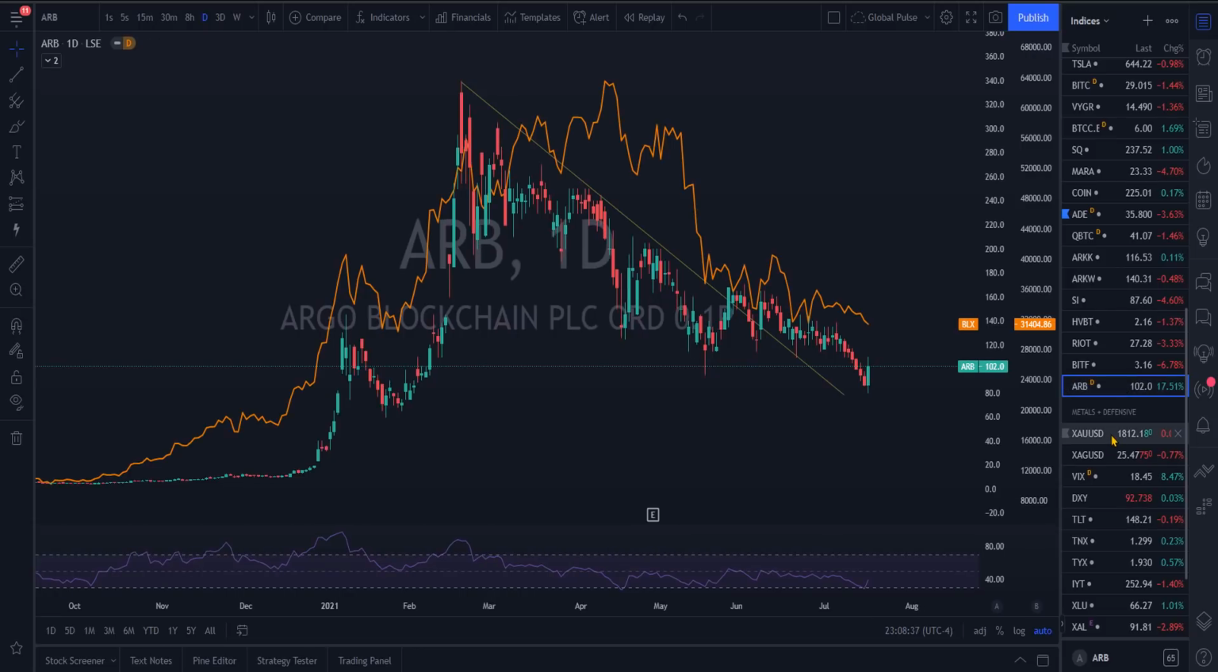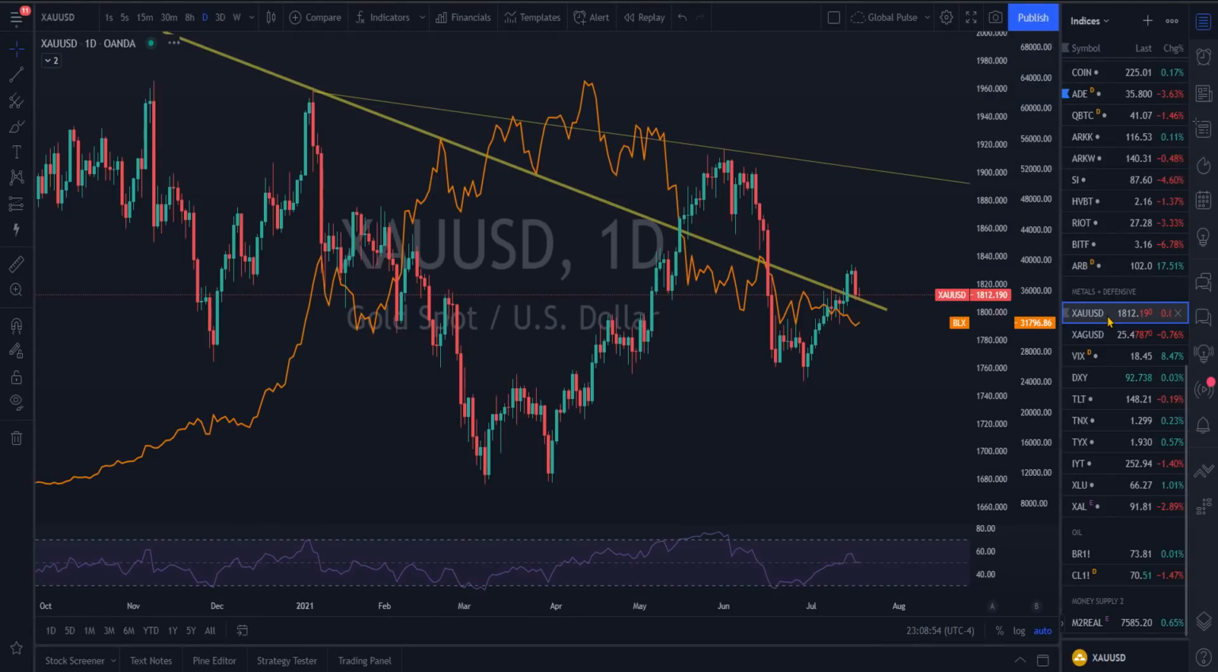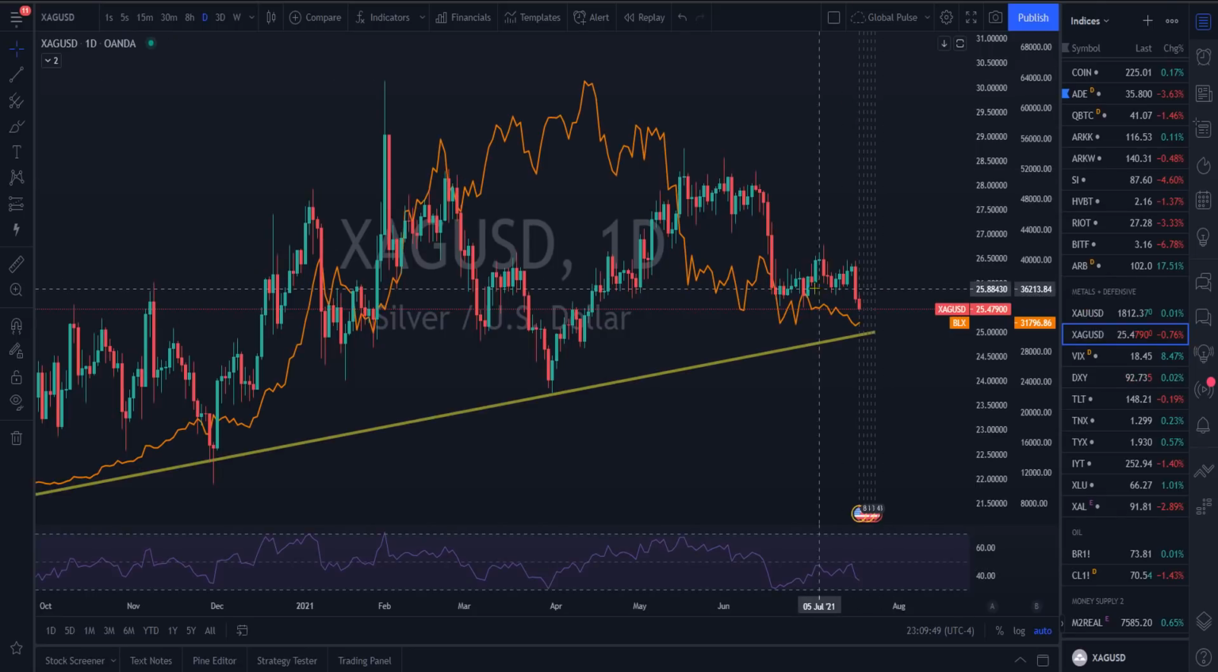Look at Argo, 17.5% increase. This actually makes a lot of sense compared to the past previous price action. Let's look across the defensive sectors. We're always seeking to see what is happening. Gold has this resistance, got above it, now selling off, retesting that line, seeking to turn it into support. This is interesting. Silver is showing this weakness, continued weakness.